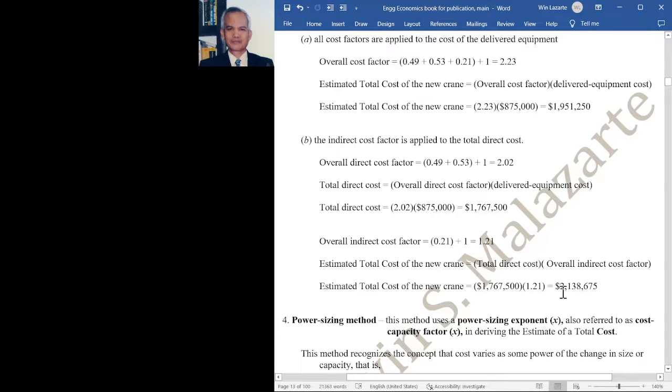Now if you'll notice, this is bigger than when we directly apply all the cost factors to the delivered equipment cost, as well as to the total direct cost that was separately computed. This has the biggest estimated total cost of the new crane.